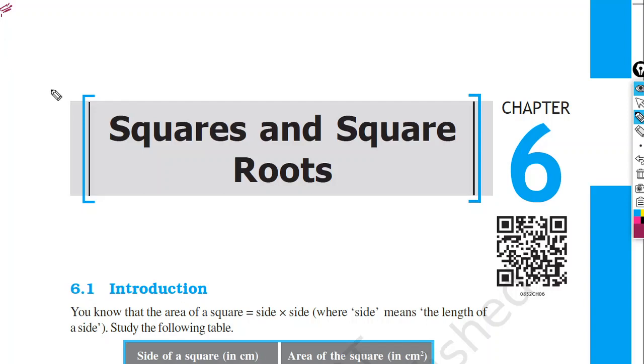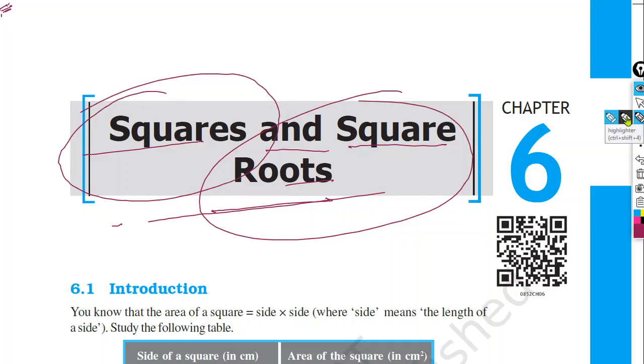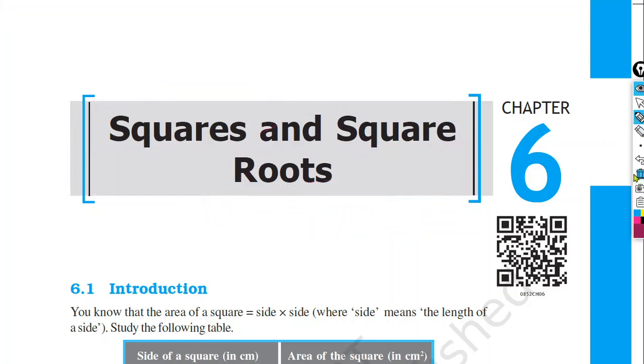So today we are going to discuss squares and square roots. Before going to square root, first we will discuss squares. I think all of you know about squares in geometry. In geometry, there was a special type of quadrilateral which is called a square.